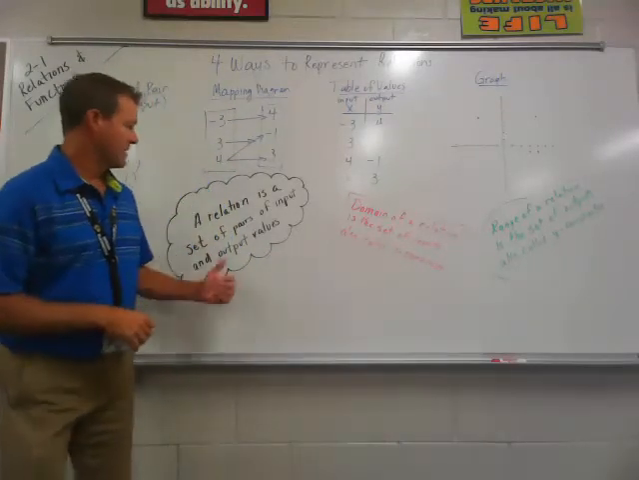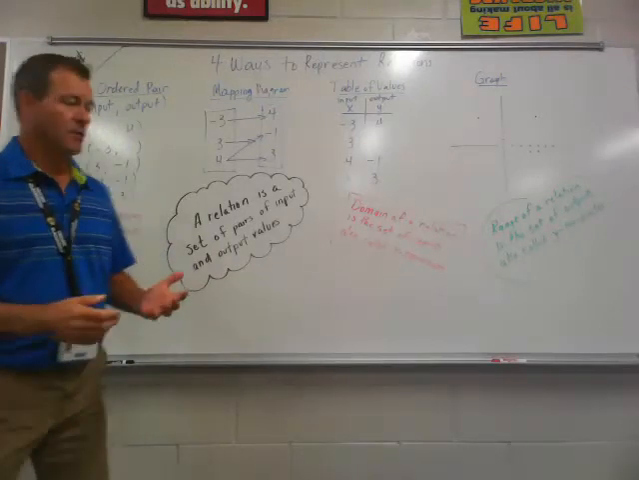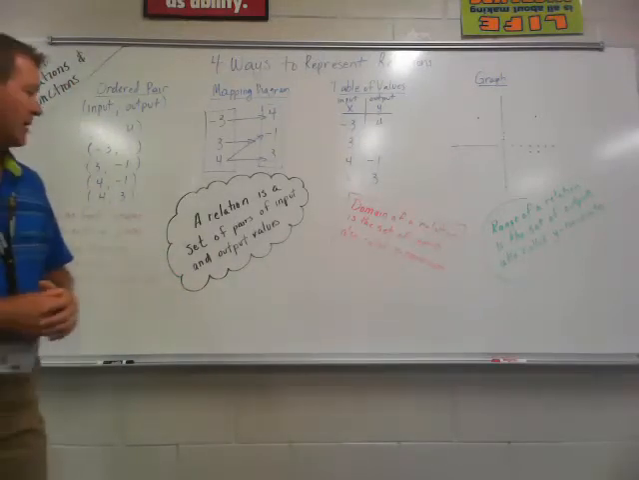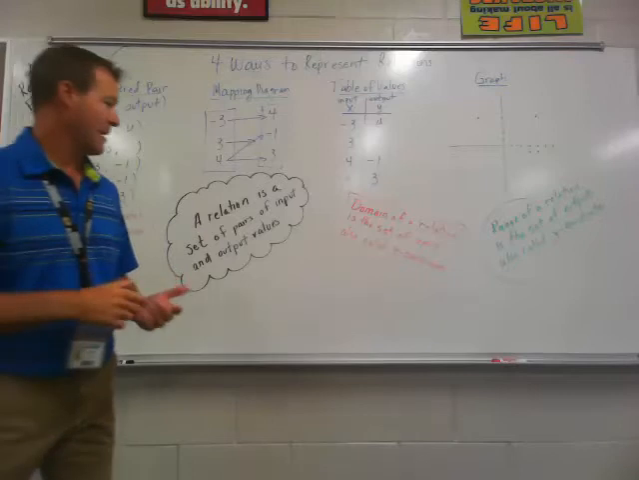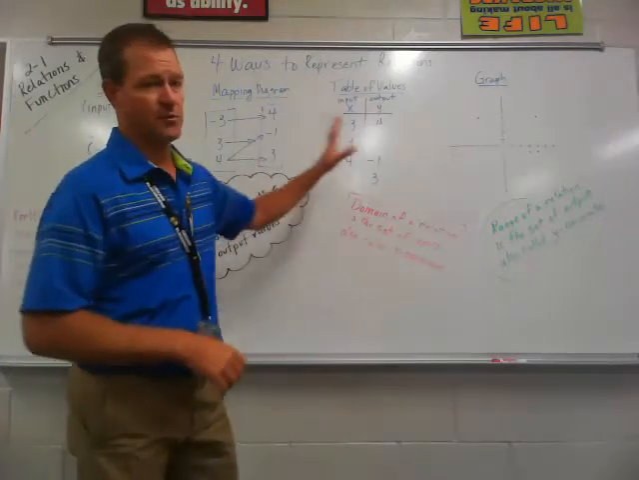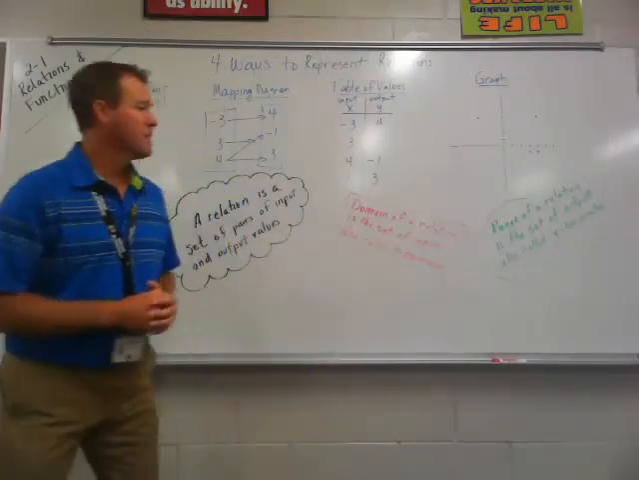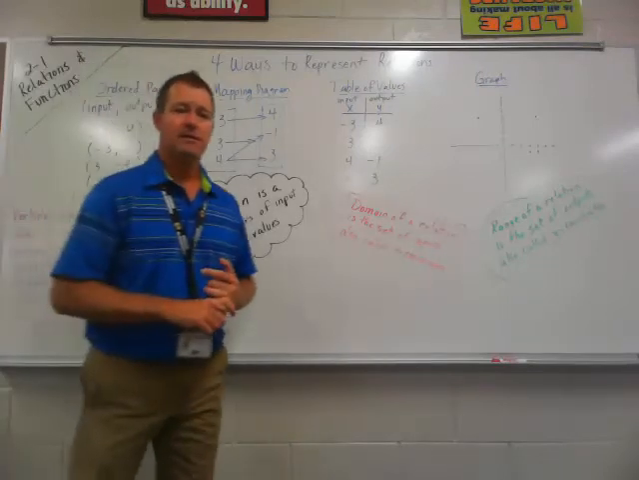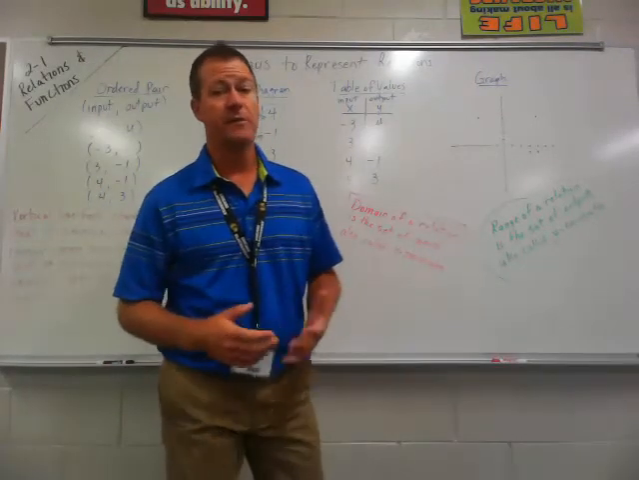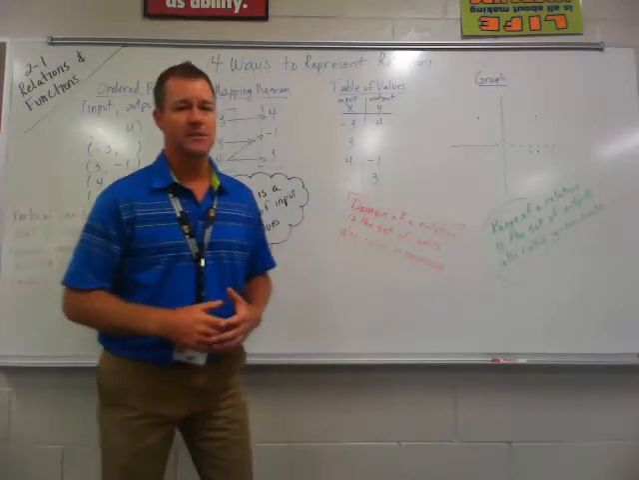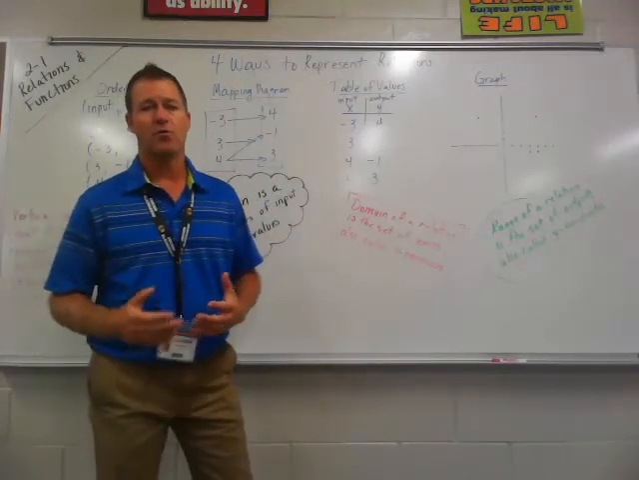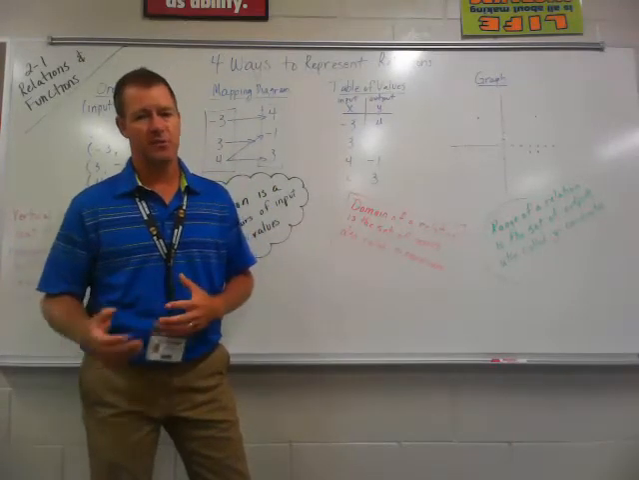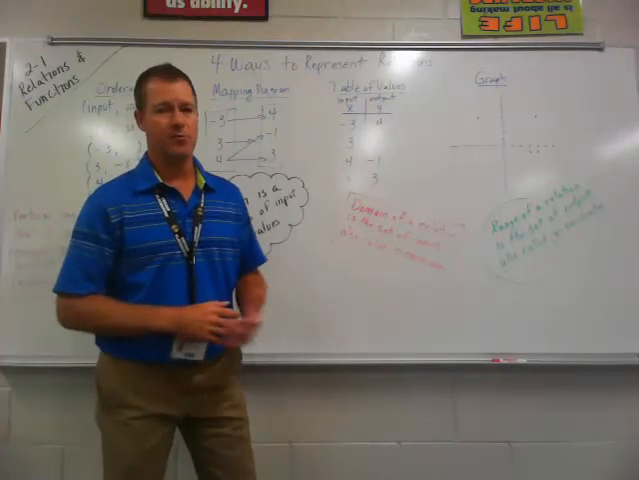The first one is a relation. So a relation is a set of pairs of input and output values, and that's how you see all these 4 at the top. Your domain is a list of all the x values or all the inputs. The range is a list of all the y values or all the outputs. So your domain is just simply your x values, your range is simply your y values.